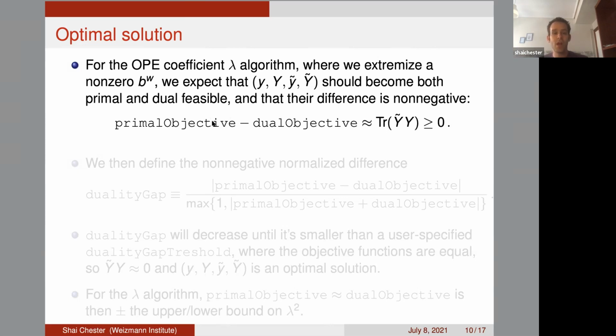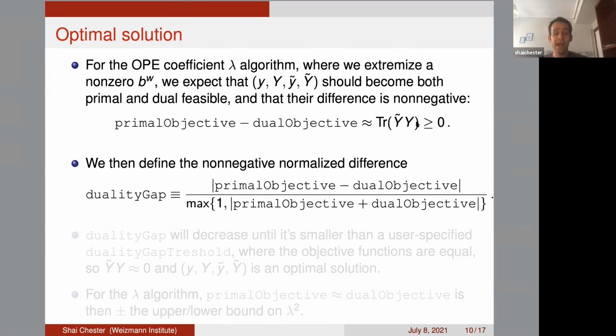So the difference between the primal objective and the dual objective ends up being the same as the trace of big Y and big tilde Y together, which you can show is always strictly positive. Then you can define something called the duality gap, which is just the difference between the primal objective and the dual objective, normalized in this nice way.